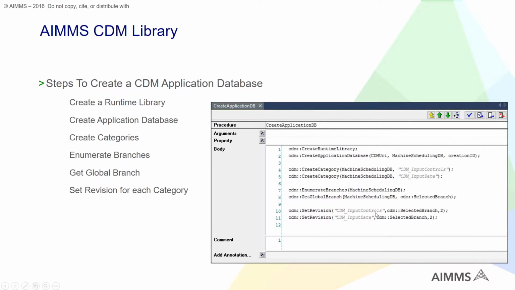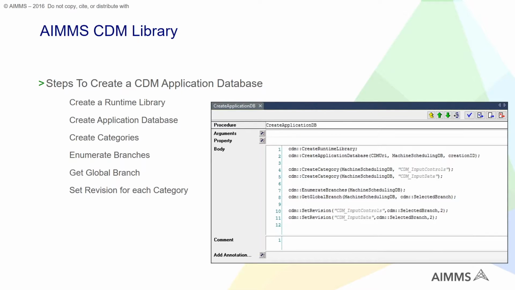So in AIMS, that procedure would look similar to what we see here to the right. All of the procedures have the prefix CDM, which refers to our CDM library, and all of them are predefined procedures with different input settings, input arguments to be able to run them. And you can see for create category and set the revision, we do them on a category level. So these are steps we need to take only initially when we set up the application database.